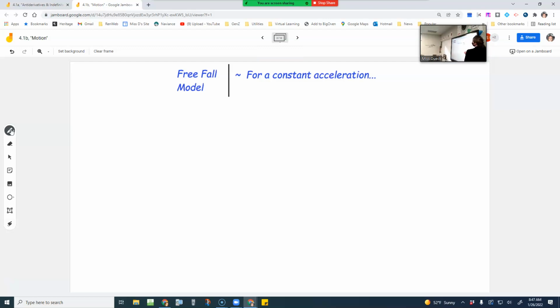But to keep it one-dimensional motion. Technically, we call it rectilinear. I think we talked about this last semester. Rectilinear means we're either just going up, down, or we're going right, left.